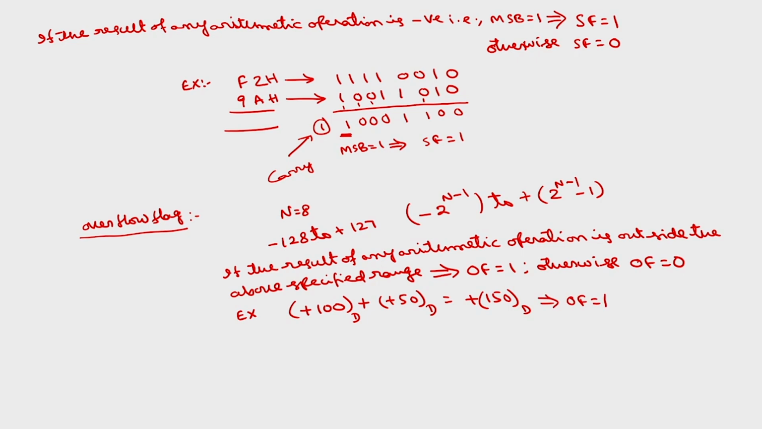So, if the result of any arithmetic operation is outside this range, and in general n can be 16 bit or 8 bit or any number of bits, then the overflow flag is set, otherwise the overflow flag will be reset. So, these are the conditional flags, and there are 3 control flags.